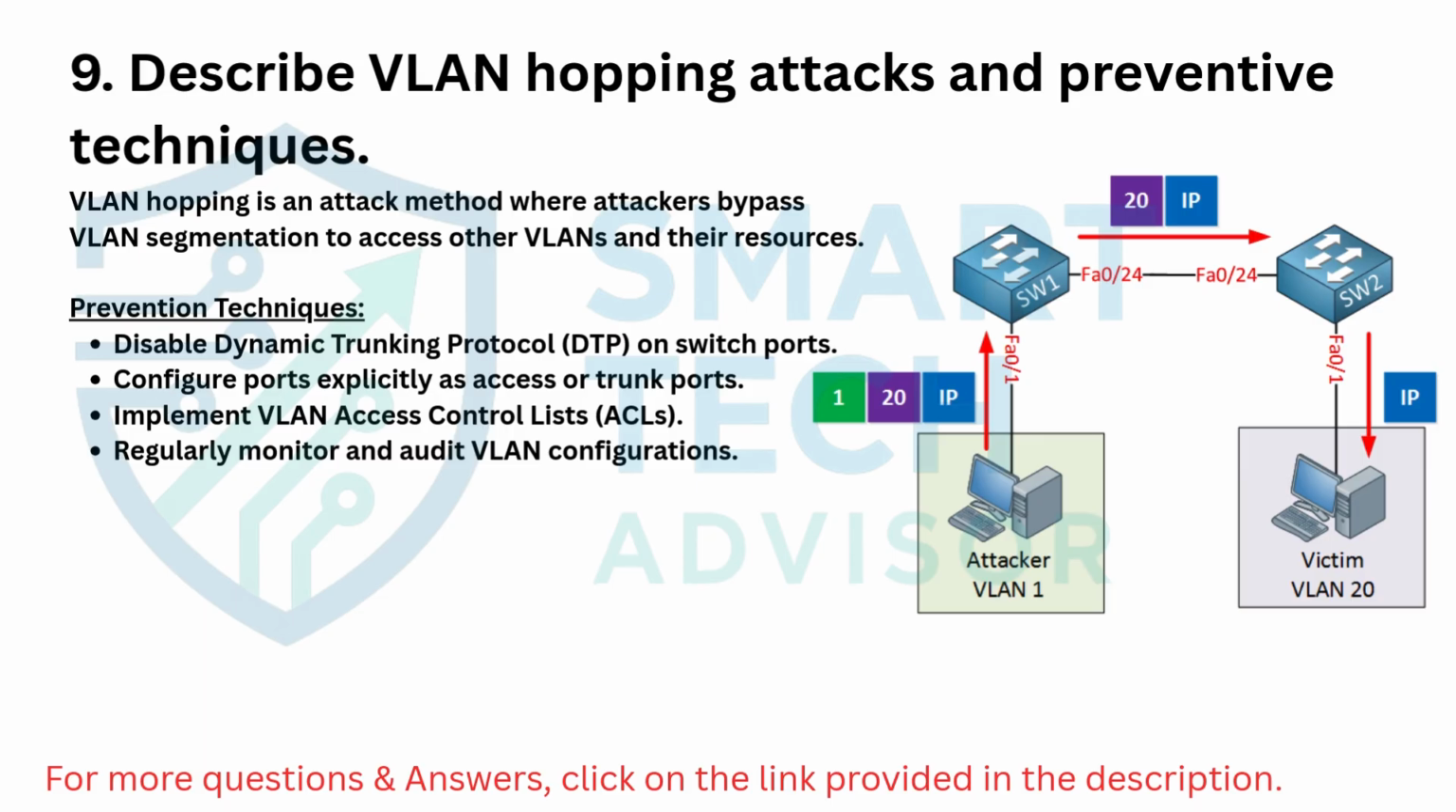Describe VLAN hopping attack and preventive techniques. VLAN hopping is an attack method where attackers bypass VLAN segmentation to access other VLANs and their resources. Prevention techniques: disable Dynamic Trunking Protocol on switch ports. Configure ports explicitly as access or trunk ports. Implement a VLAN access control list. Regularly monitor and audit VLAN configurations.